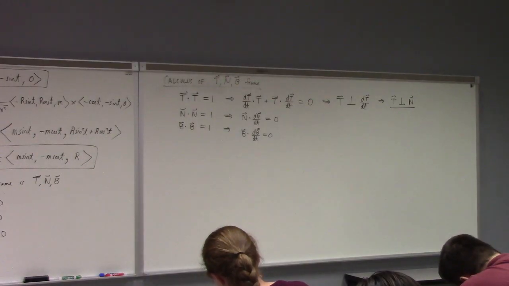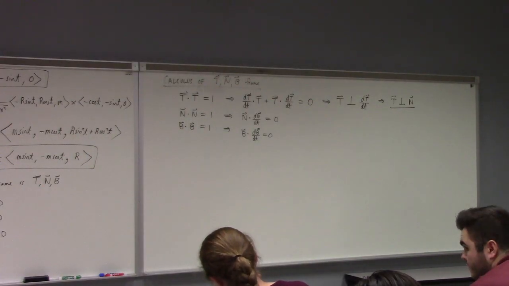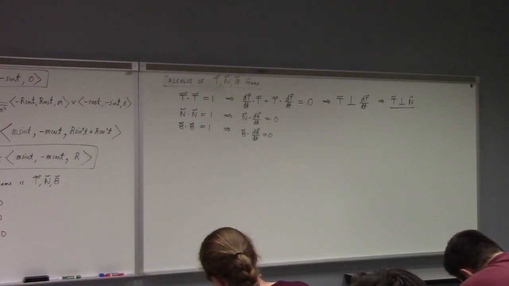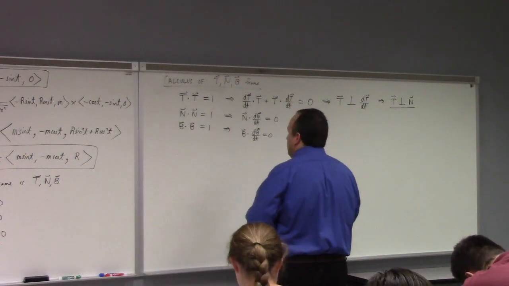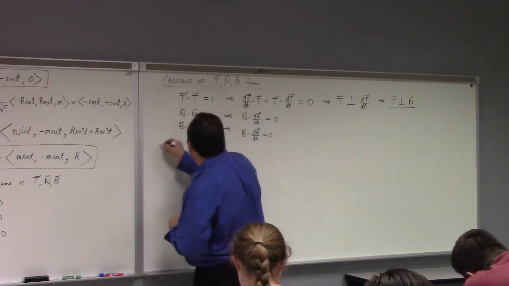Why can a unit vector field not change its magnitude? It's a unit vector field, so it has to stay length 1, right? So its only option is to change its direction. That's what this calculus is telling us directly. So this is one thing.